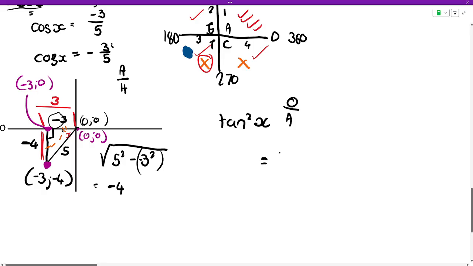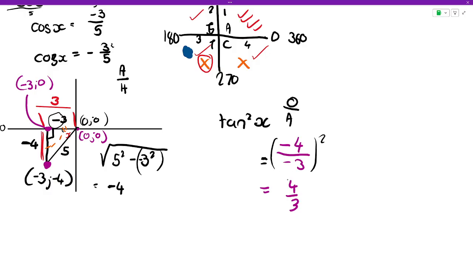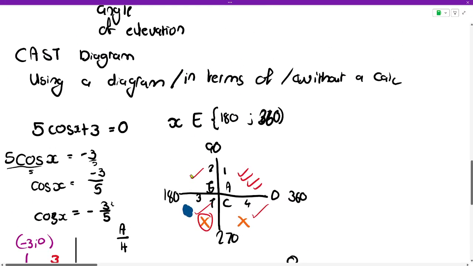Right. Now, opposite over adjacent. That's -4 over -3, which is 4 over 3. That's your answer. Or squared. So this is squared, and that gives you 16 over 9. That's your answer.